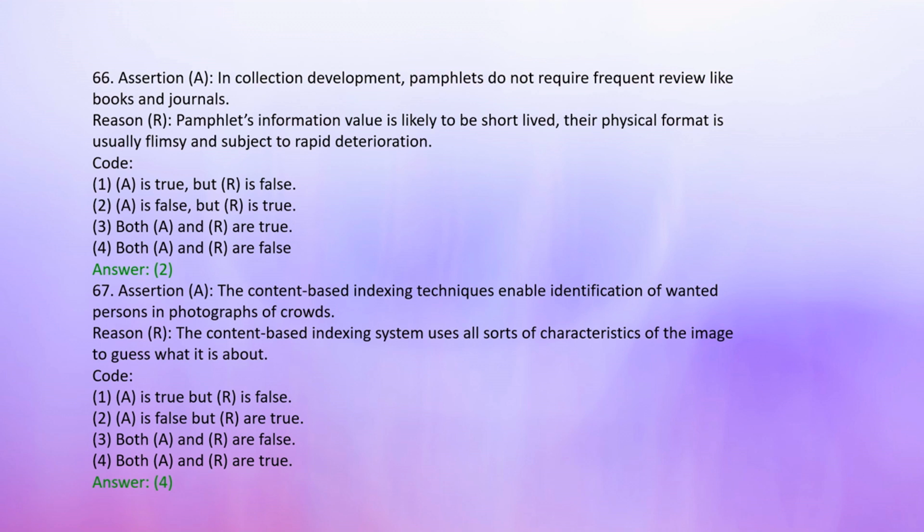Number 67. Assertion A. The content-based indexing techniques enabled identification of wanted persons in photographs of crowds. And reason R. The content-based indexing system uses all sorts of characteristics of the image to guess what it is about. Correct answer is 4. Both A and R are true.